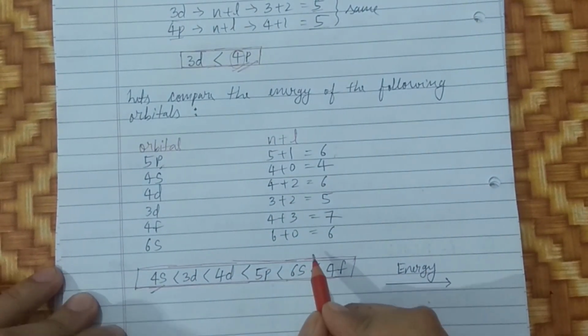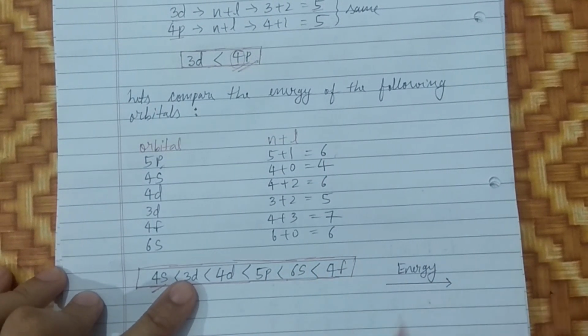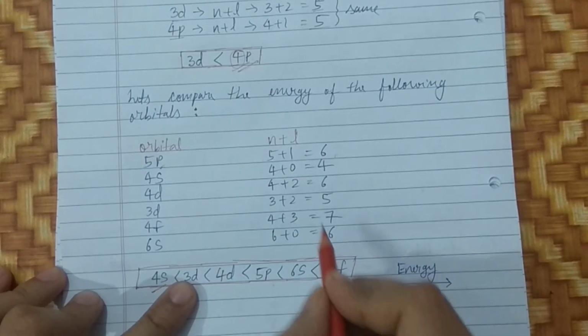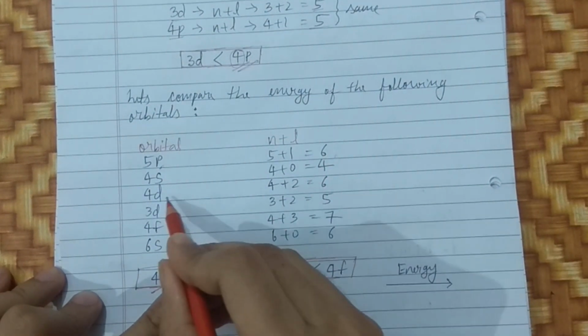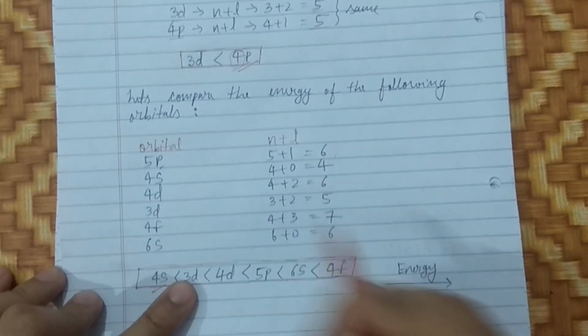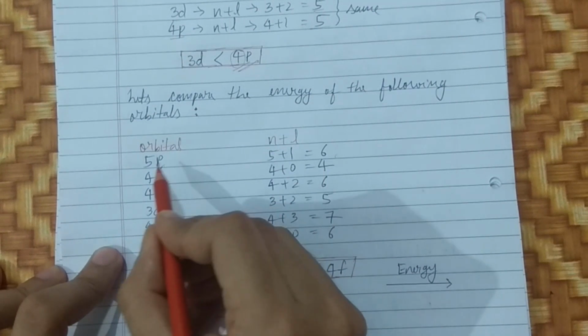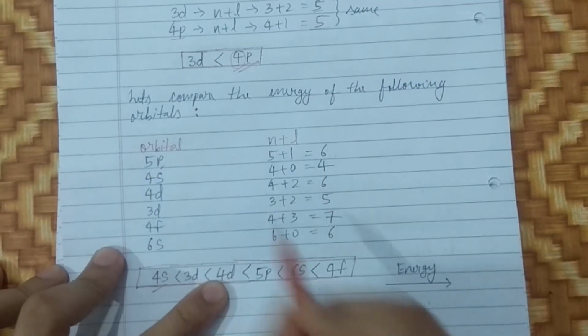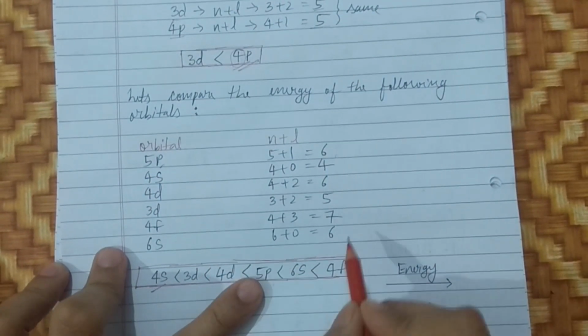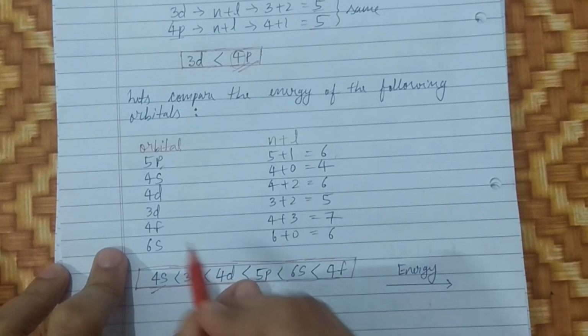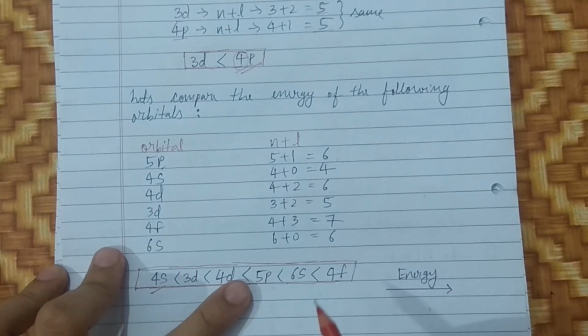Now in this case, we will compare which has the lowest principal quantum number. As we can see, 4d has the lowest value of principal quantum number. That's why the next will be 4d. After that, the next lowest value of principal quantum number is 5p. That's why the next will be 5p. And for the n plus l value of 6, 6s has the maximum principal quantum number.